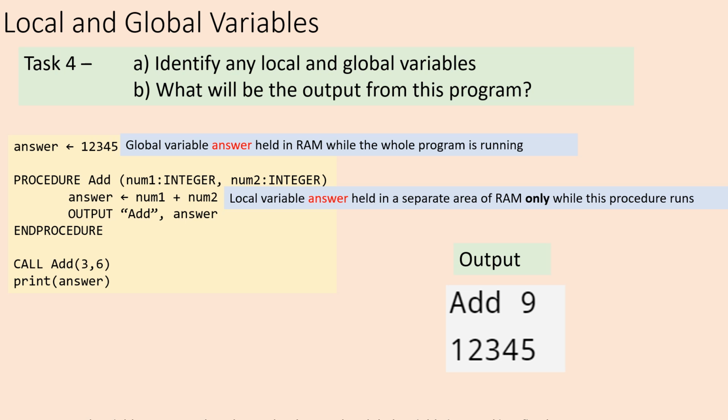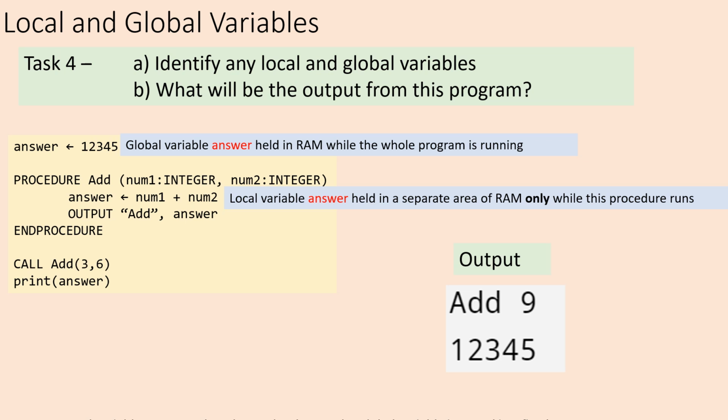We can assign that to the variable answer, the local variable answer, and we can output the word add and 9, which is what answer is currently storing. There we are, add 9. Now our subprogram finishes and we carry on after the call line and we print answer. Now we get 1, 2, 3, 4, 5 because answer is this global variable here. The answer that was inside the subprogram has been deleted from memory and no longer exists.